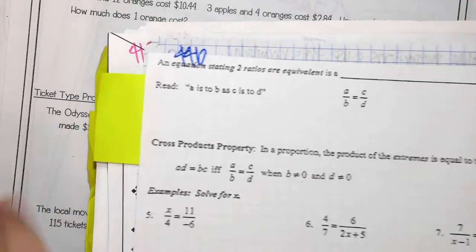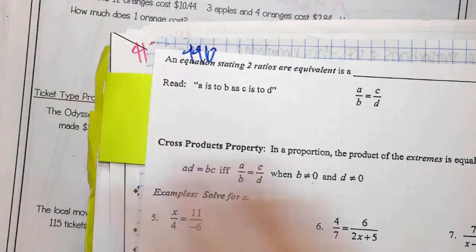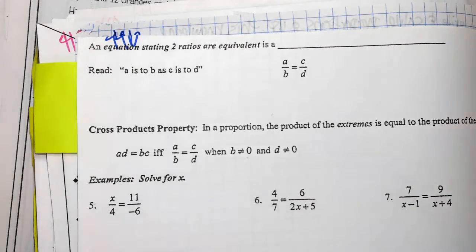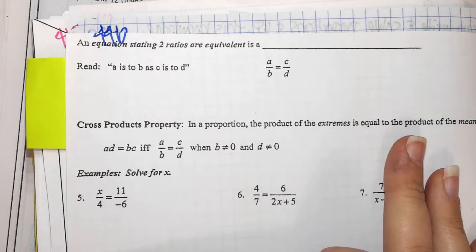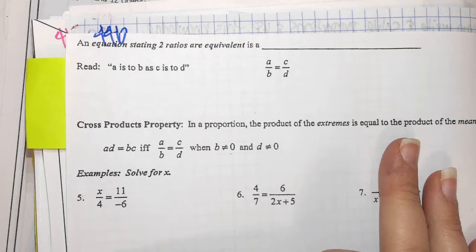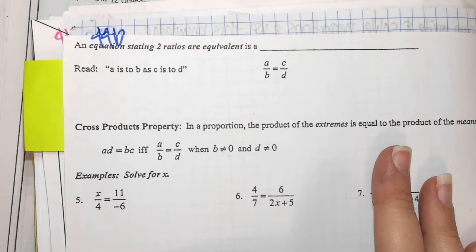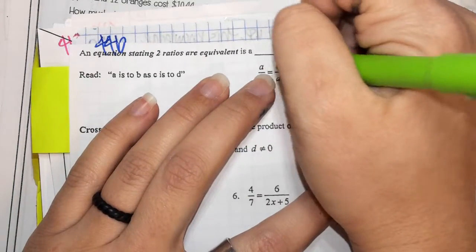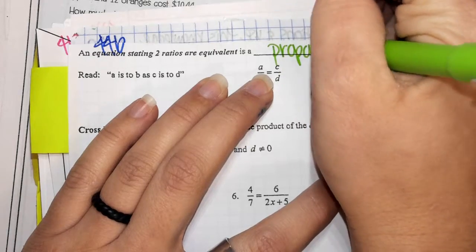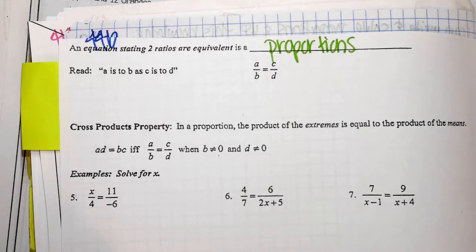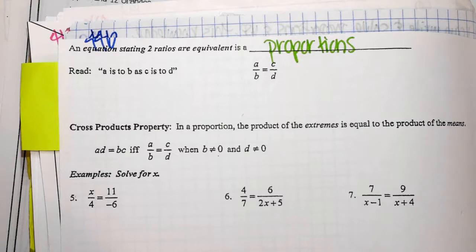Alright, does anybody know what an equation stating 2 ratios are equal is called? It starts with a P. Polynomial. Perimeter. Proper fraction. Proportions. That's proportion. You get a point. I know that word. What's the name?